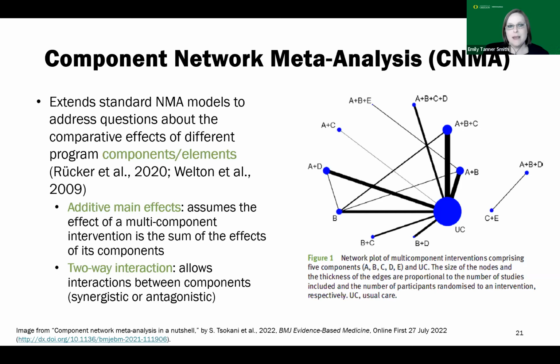So in other words, these CNMA models can be valuable for efforts when we are trying to dismantle the effects of multi-component interventions or trying to identify what are the most effective active ingredients within those multi-component interventions. Now, when estimating CNMA models, you do have the option to specify additive or two-way interaction effects, depending on whether you assume those components have independent additive effects, or perhaps whether you think they might have synergistic or antagonistic interactions. Now, CNMA models can be estimated typically using the same software packages as you would be using for NMA.